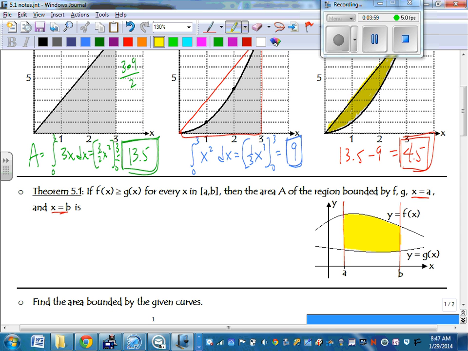Well, in this case, f of x, that's our top function. That's the one that's bigger than the other one all the time, right? This curve is above this one, that whole shaded region. It really doesn't matter if it ends up going lower than it anywhere else, but in this region that we're finding the area, it's the top function. It's above the other one. And then our g of x is our bottom function.